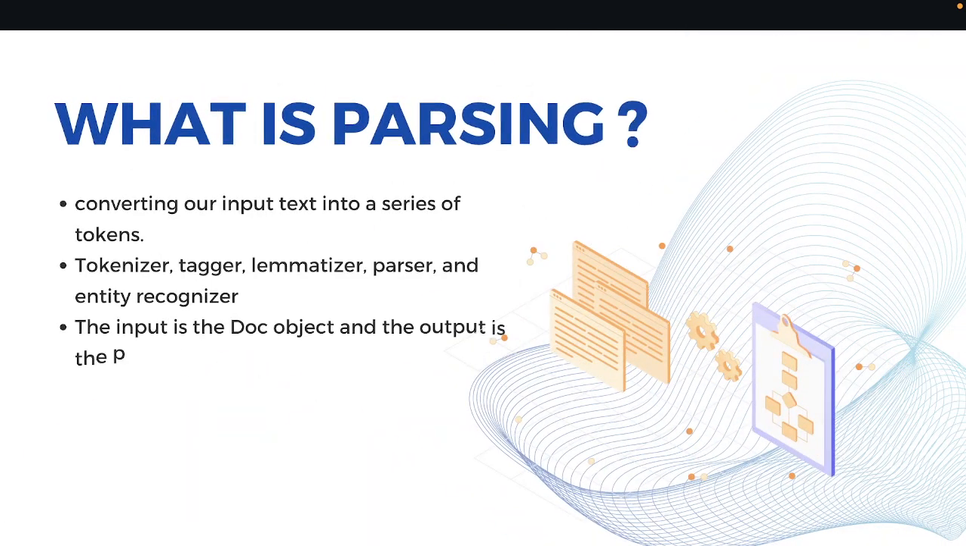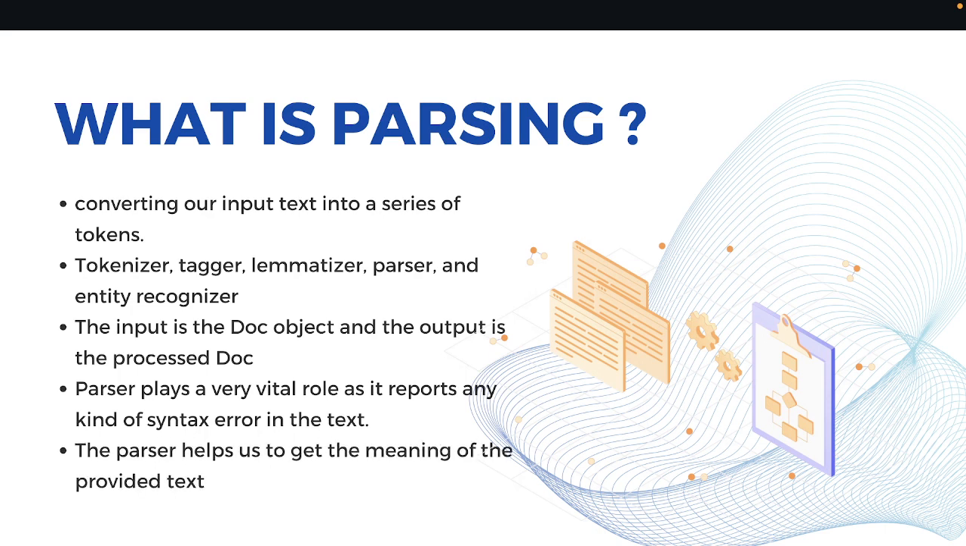Next we'll see what parsing is. The NLP process starts by first converting our input text into a series of tokens. That is called a doc object. This will be used in the parsing, and then several operations are performed on the doc object. The typical NLP processing consists of four stages, that is tokenizer, tagger, lemmatizer, parser, and one more thing, entity recognizer.